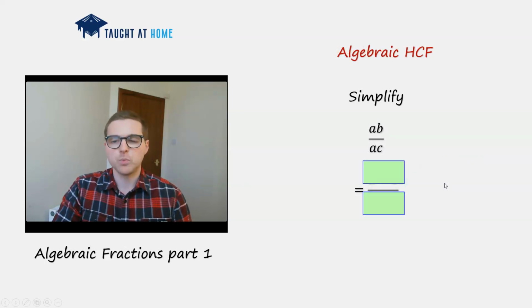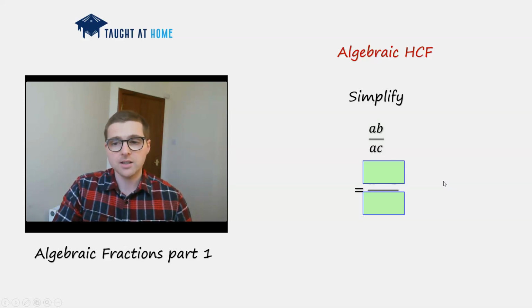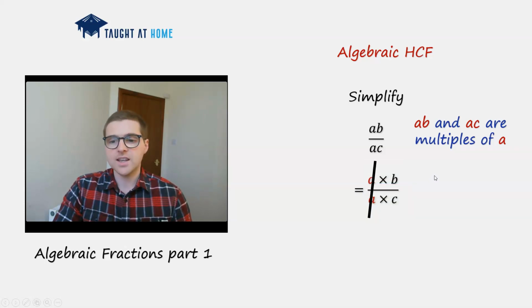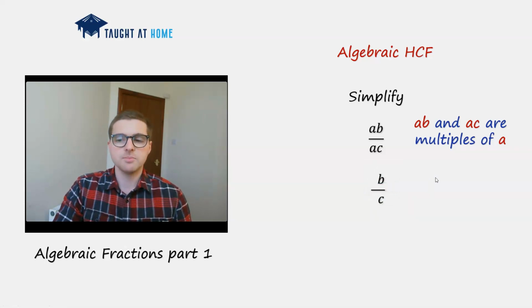How about this one? We've got AB over AC. Well, top and bottom are both multiples of A, and so we can factor out the A from both of these. And what we're left with is A times B over A times C. The A's simply cancel out, and what we're left with is B over C.